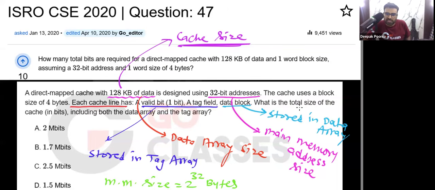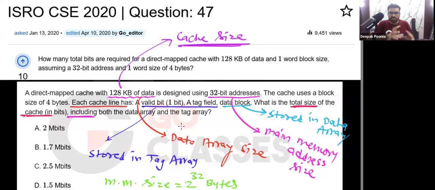Now the question is asking what is the total size of cache memory including the tag array size, including the data array and tag array size. So remember, in this question they want the total cache memory size including the tag array and data array. If they do not mention this line, if they directly ask you what is the cache memory size, then that does not include the tag directory size. So the answer would be 128 KB. But they are asking total cache memory size, which includes the tag array also.